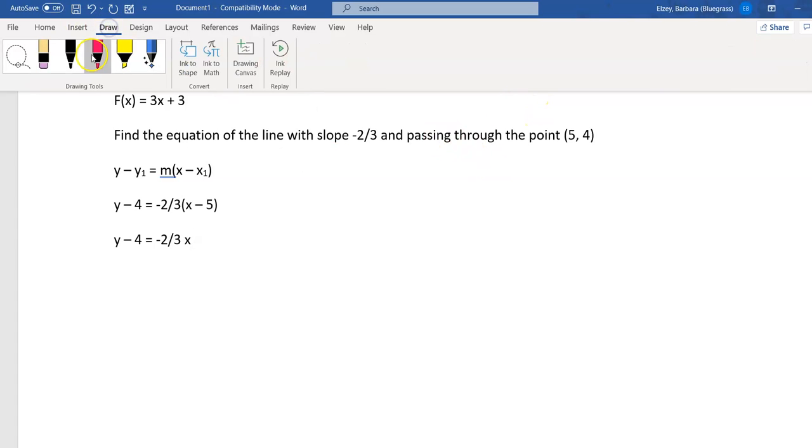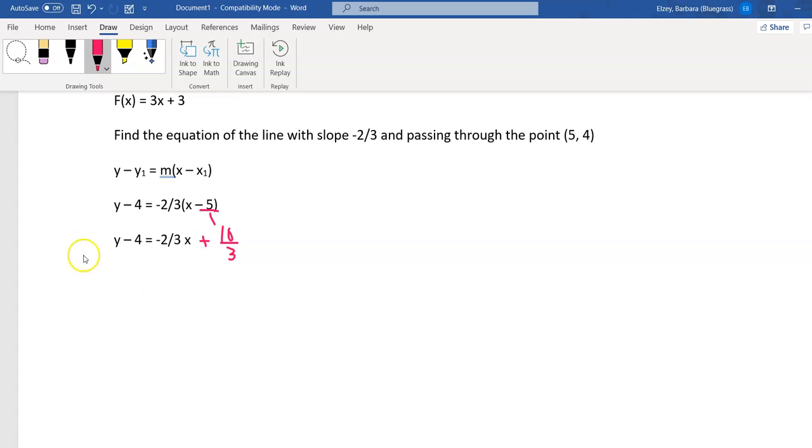Now I'm going to go ahead and use my draw feature. We can think of the 5 as being over 1. So as we multiply negative 2/3 times 5 over 1, the 2 multiplies times the 5, and the 3 multiplies times the 1. And negative times negative really gives us a positive here. So 2 times 5 is 10, and 3 times 1 is 3, so this is 10/3.